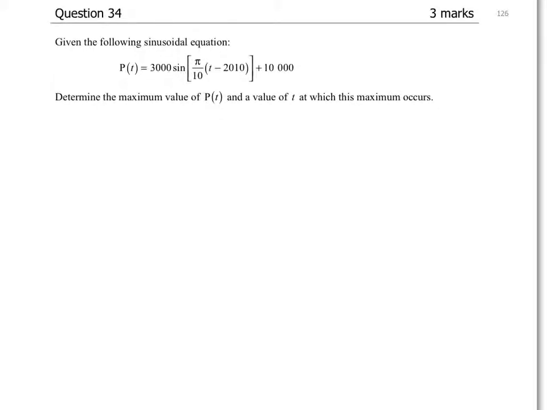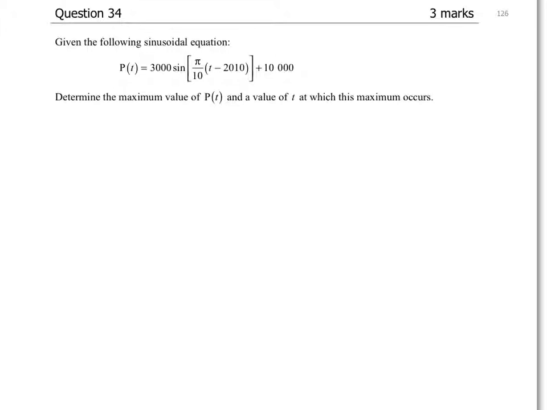Question 34. Given the following sinusoidal equation, p as a function of t equals 3,000 sine of pi over 10 times (t minus 2010) plus 10,000. So I think this is probably describing some type of population over time with the initial value maybe at 2010, but it doesn't really matter because we're asked to determine the maximum value of p of t and a value of t at which the maximum occurs.